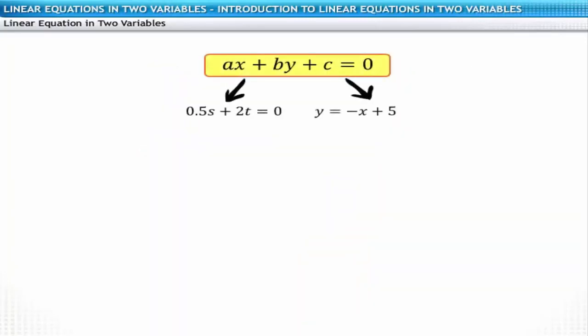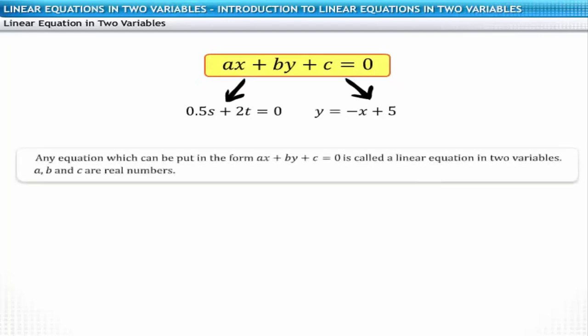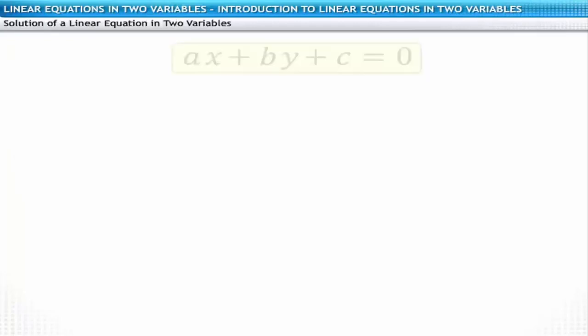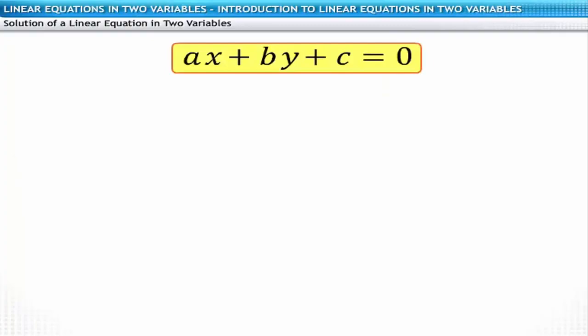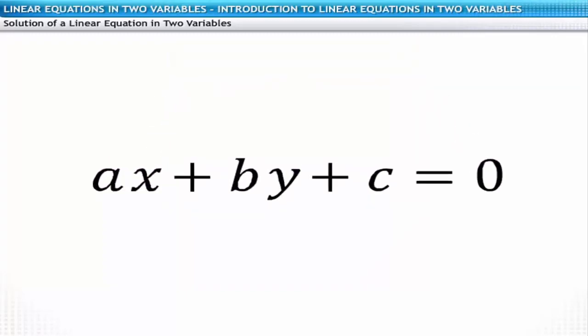From the examples, we can conclude that an equation which can be put in the form ax plus by plus c equals 0 is called a linear equation in two variables, where a, b and c are real numbers. So far, we have learned how a linear equation in two variables is represented. Let's understand the equation better.